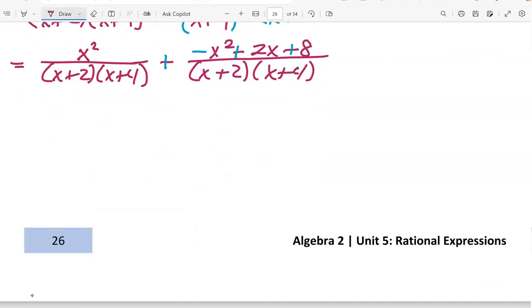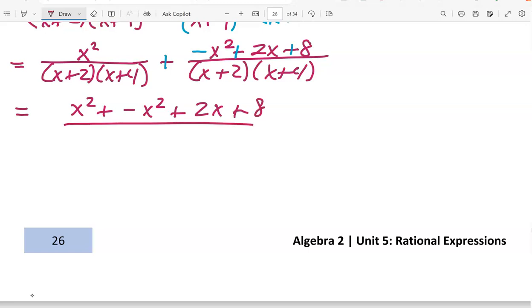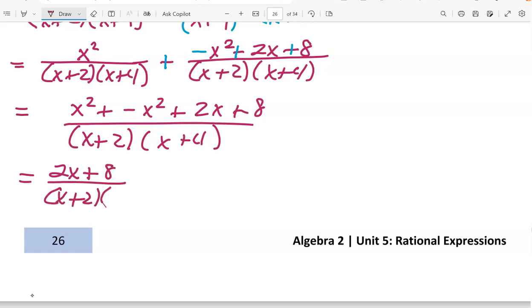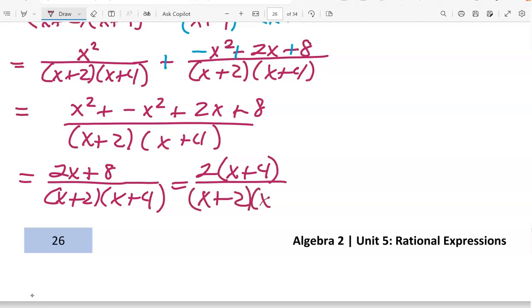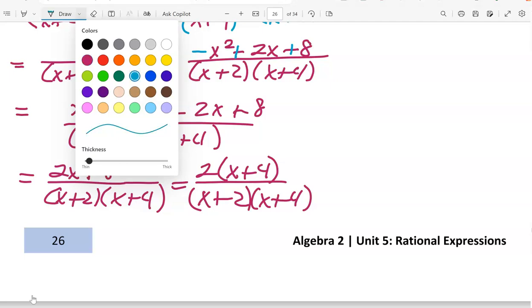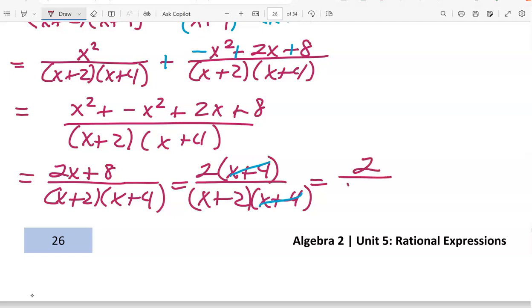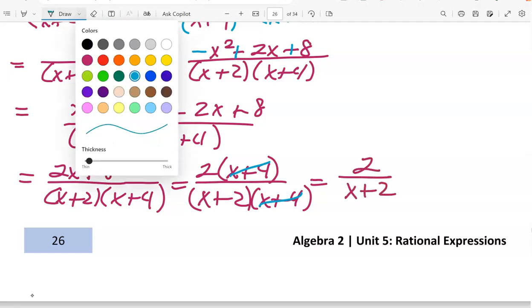So now we're going to add the numerators. So we have x squared plus negative x squared plus 2x plus 8, and then downstairs x plus 2 times x plus 4. And so adding or simplifying, we get 2x plus 8 divided by x plus 2 times x plus 4, and we factor 2 from the numerator, and then common factors of x plus 4 can be canceled or divided out, and that leaves us with a final answer of 2 over x plus 2.